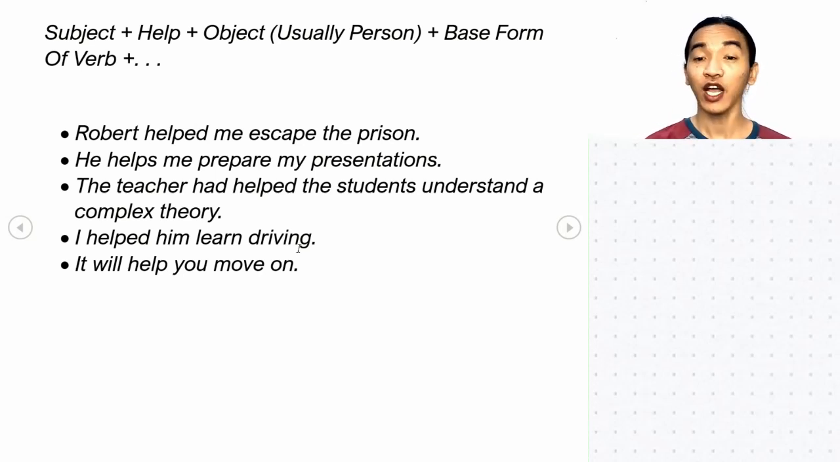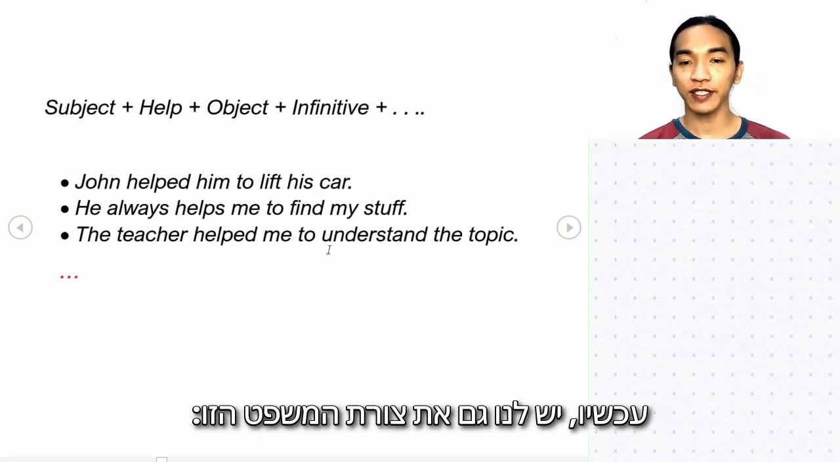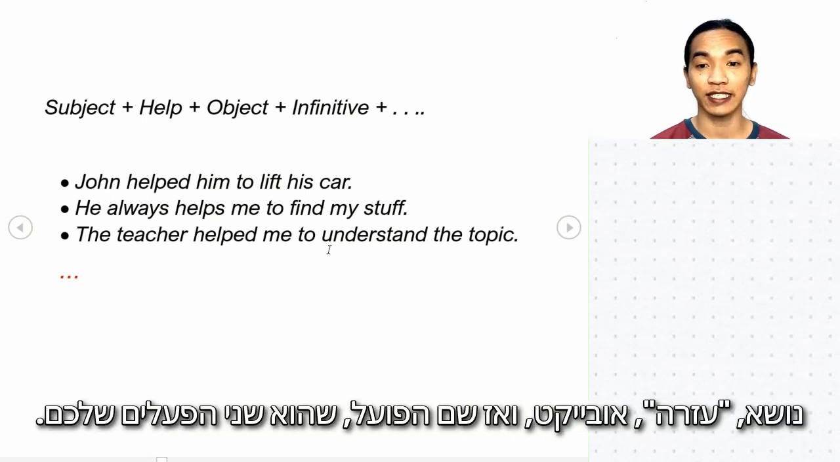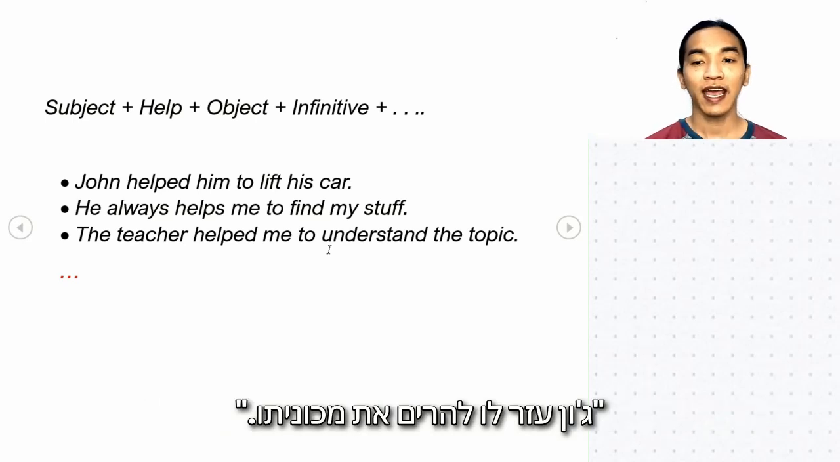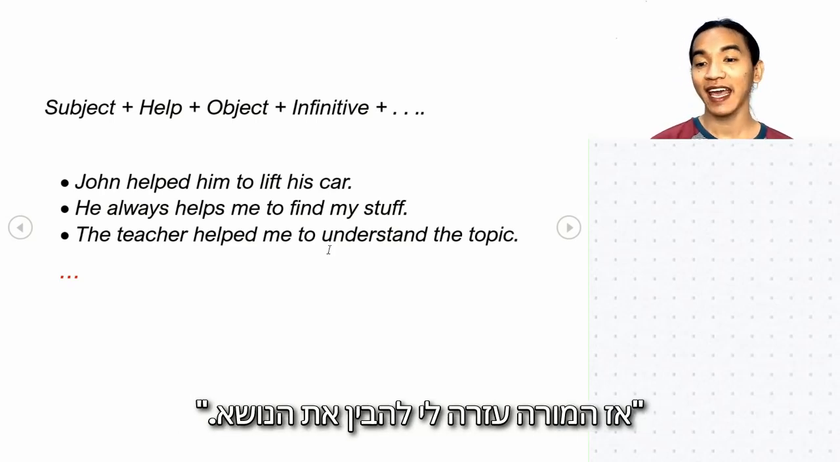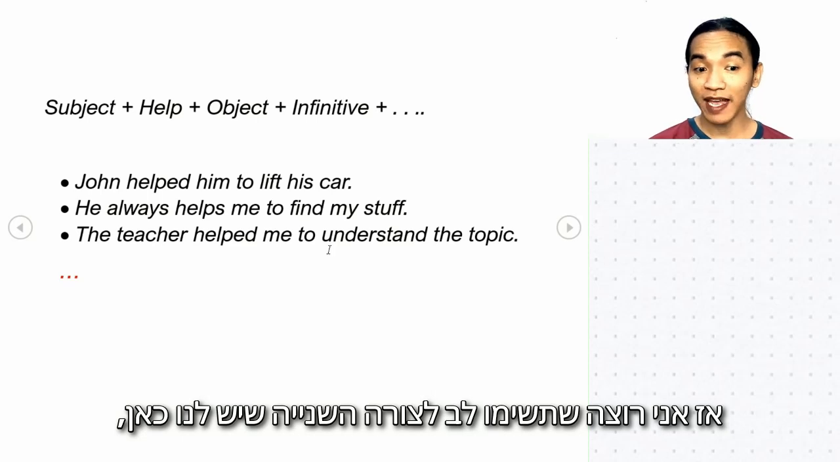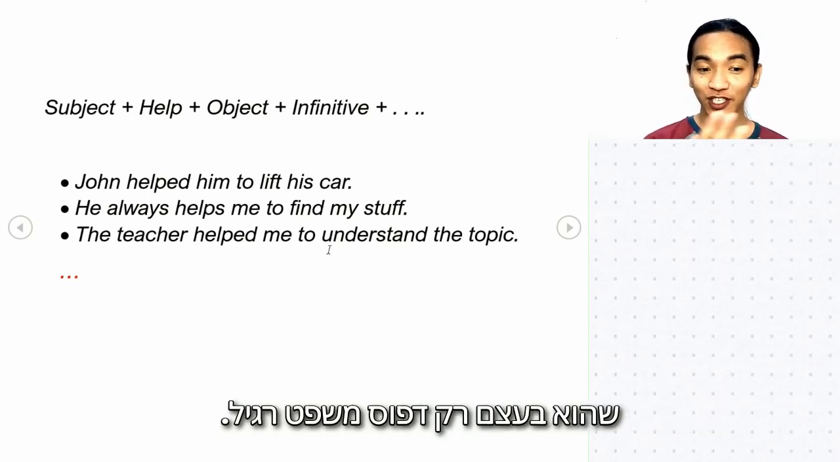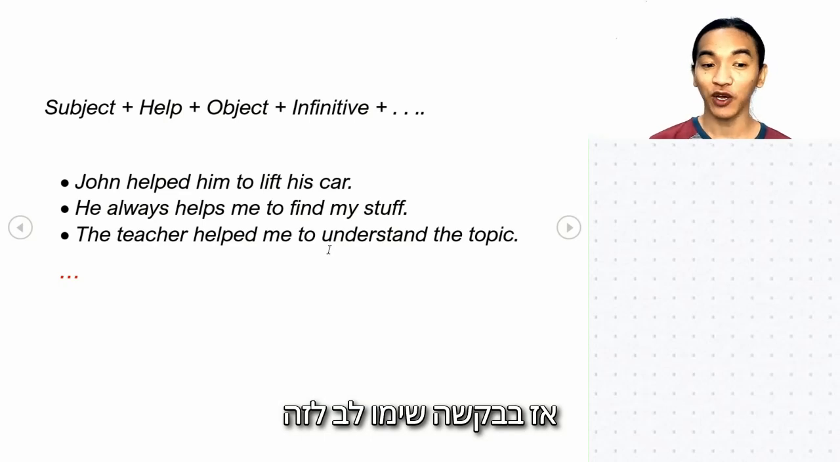Going forward. Now, we also have the sentence form, which is subject, help, object, and then your infinitive, which is your to verb. John helped him to lift his car. He always helps me to find my stuff. So the teacher helped me to understand the topic. I want you to pay attention to the second form that we have here, which is actually just a normal sentence pattern. So please take note of this one.